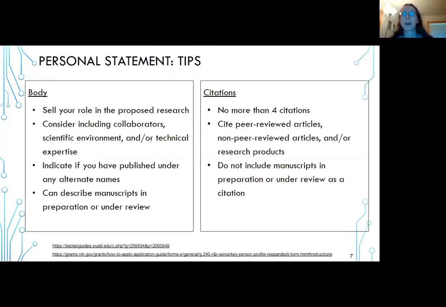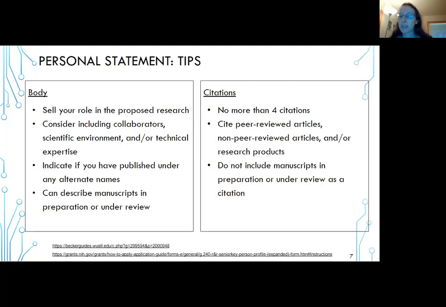So I want to talk about some of the free text sections, the first being the personal statement. The personal statement does need to be updated for each grant proposal. And the idea is basically to sell one's role: why they're being listed in the grant and what their role is going to be in the proposed research. It's really, why are they a good fit? What strengths does this particular person have for this specific proposal?